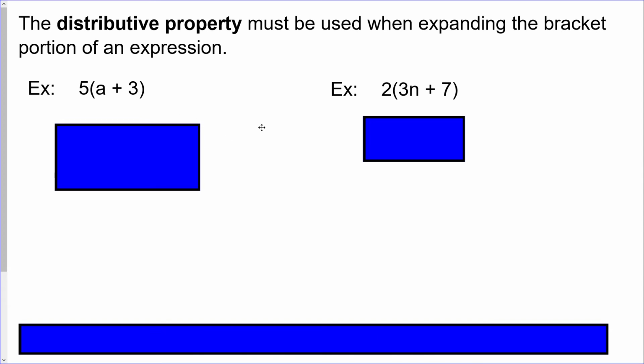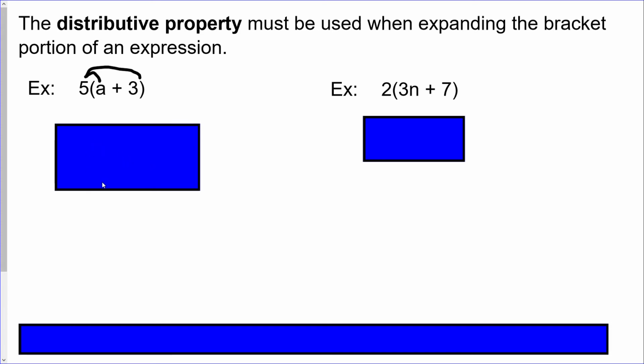On we go. So the distributive property, which you may have seen before, must be used when expanding the bracket part of an expression. This can be used within order of operations, or it can be just on its own, like these two questions right here. Basically, what you do when you tackle the distributive property is you take the number in front and you multiply it by each of the things in it. So you multiply 5 times a, and then you multiply 5 times 3. And you would just keep whatever sign is in there as you're going through.